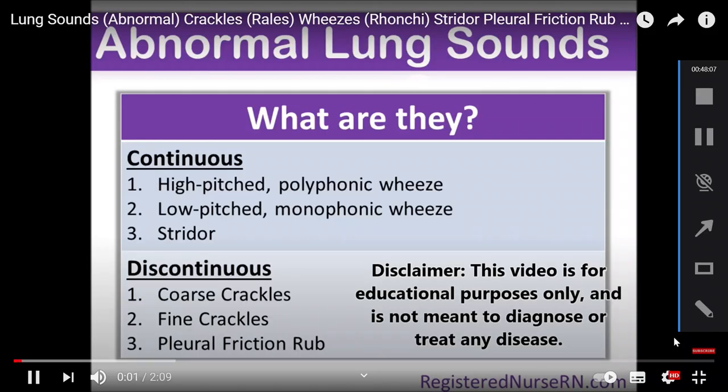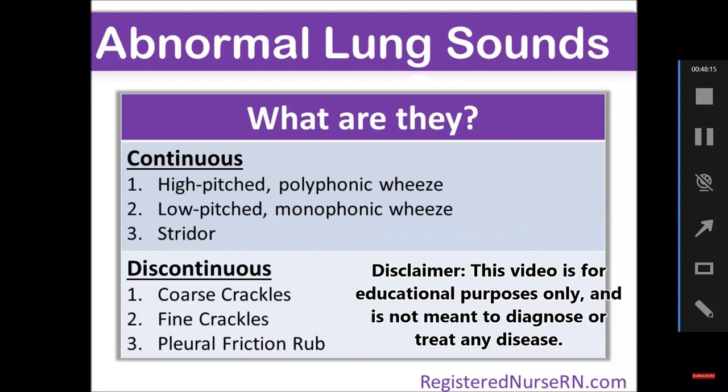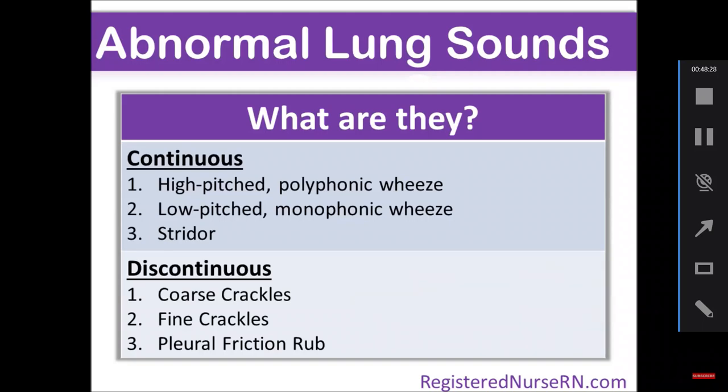Hey everyone, this is Sarah with RegisteredNurseRN.com. In this video, I want to let you listen to six abnormal lung sounds, which will include wheezes, stridor, crackles, and pleural friction rub. This will be part of a review series of the lungs. Also, be sure to check out the video on normal lung sounds, as well as a lecture and skills demonstration, which is part of this series. So, let's get started.